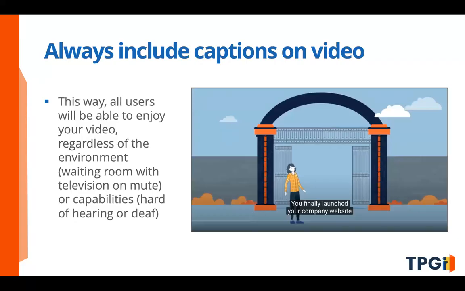Multimedia. So multimedia is fairly straightforward. Always include your captions on the video. And this is great, not only because everyone will be able to understand what's going on in the video, but it's also helpful for people without disabilities who are in different situations, such as somebody who wants to watch an Instagram video in a public place, but they don't have any headphones. Or if you're sitting in a doctor's waiting room and you happen to see a video on TV, it's on mute. You don't understand what's going on, but if they have captions, you can.